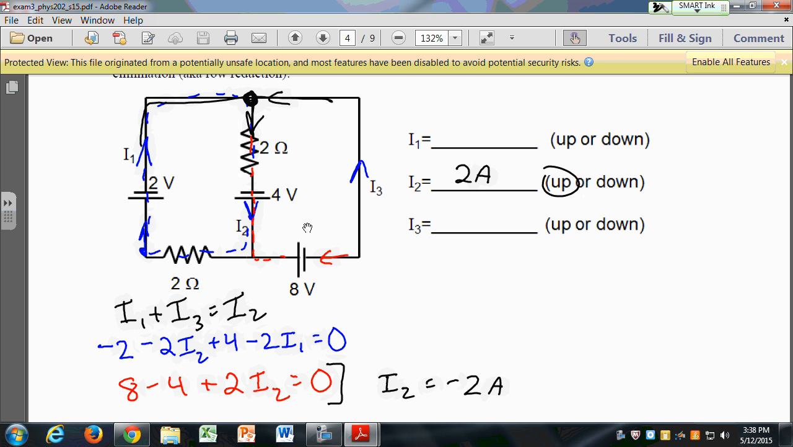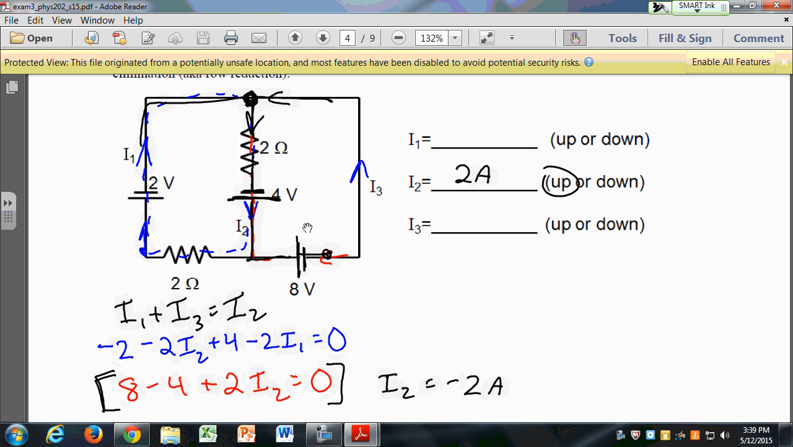All right, let me just review one. So let's go to this one right here. 8. I'm going in this direction. It's 8 because I'm going from the little side to the big side. It's -4 because I'm going from the big side to the little side, from high to low potential. It's plus 2I2 because I'm going against the current. And then I come back to the closed loop. This is an application of the loop rule, right? It's a closed loop. It has to begin and end at the same point. That's what a closed loop is.